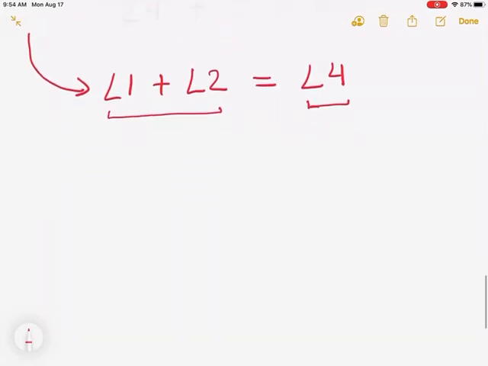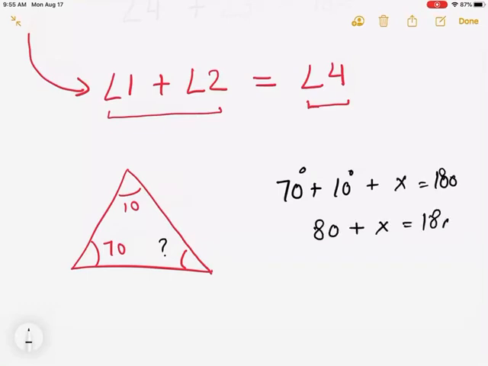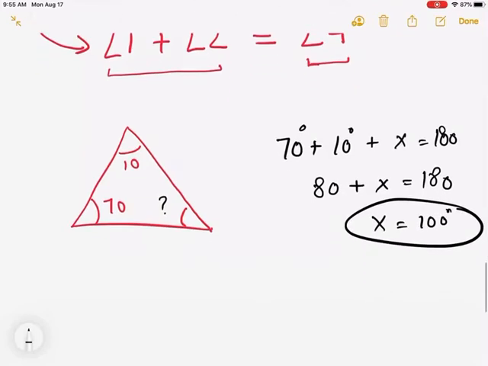So let me show you an example. I'm going to show you two different ones. Let's say I have a triangle here. This is 10. Let's just say this is 70 and find the third angle. Can we do that? I could just add 70 to this 10 degrees, and I would pretend the last one is x. So for x, add these two, and x would be equal to 100 degrees at the end.